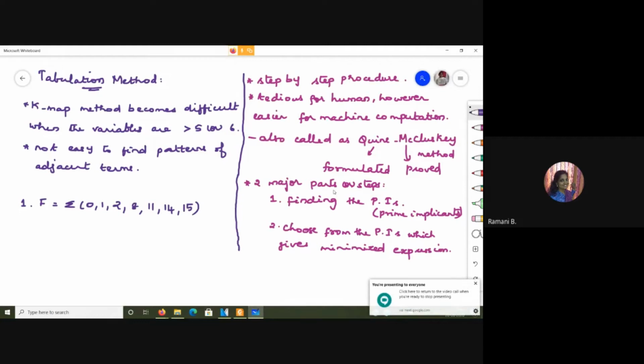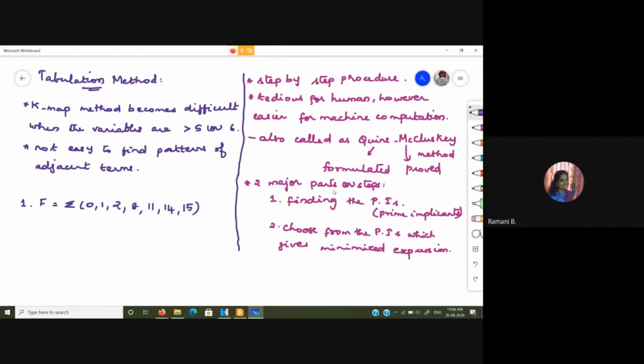Good morning, guys. So far we have seen Boolean expression minimization using Boolean algebra, the postulates and the theorems, and we also saw the Karnaugh map method. Today we shall see the next method called tabulation method. Before moving into this method, we need to know the disadvantages of the K-map method.